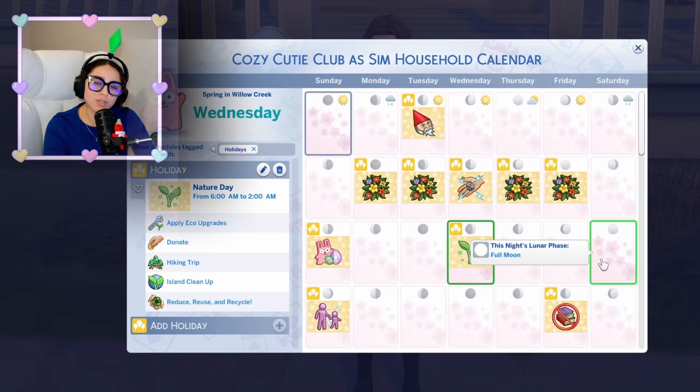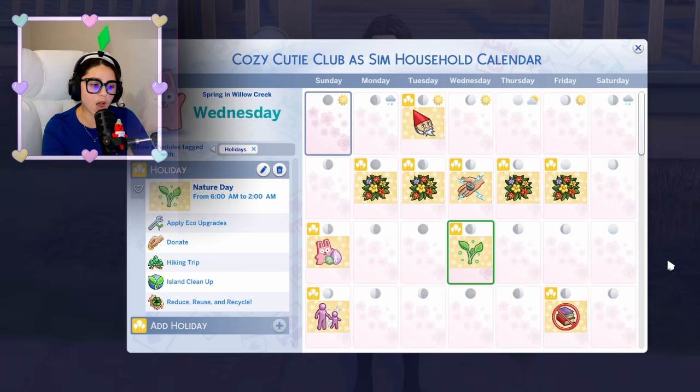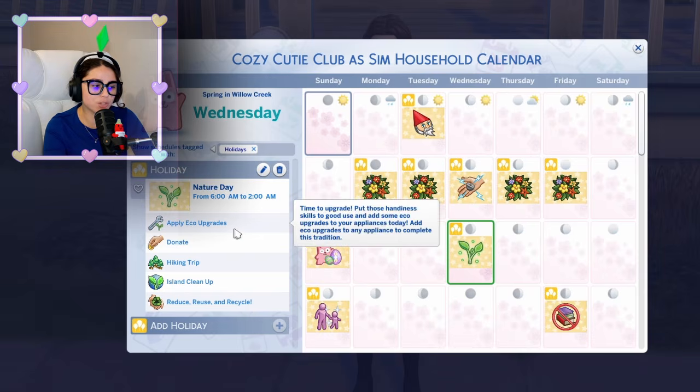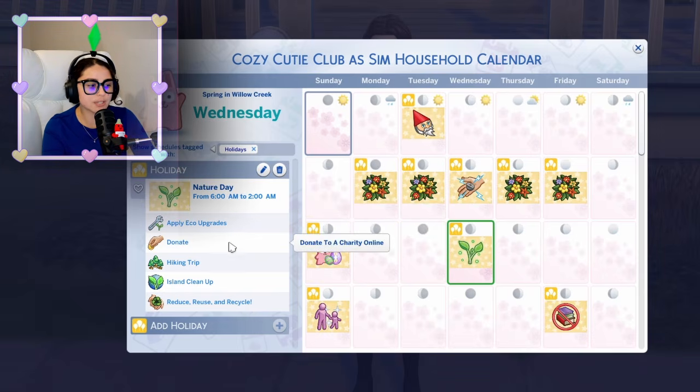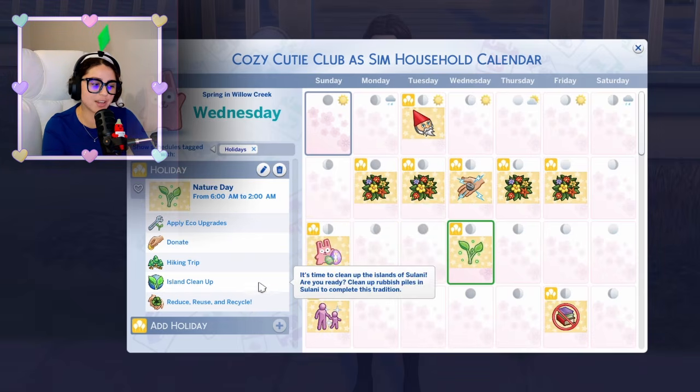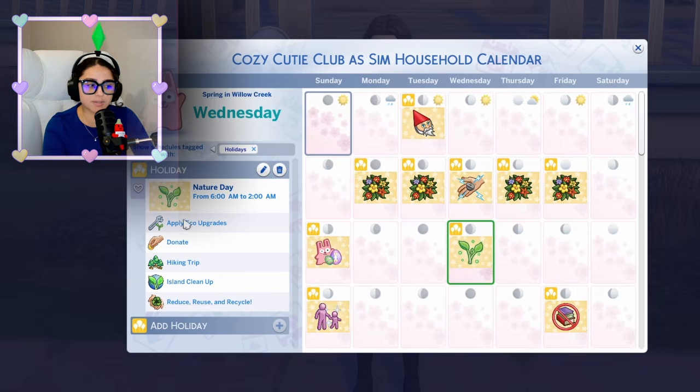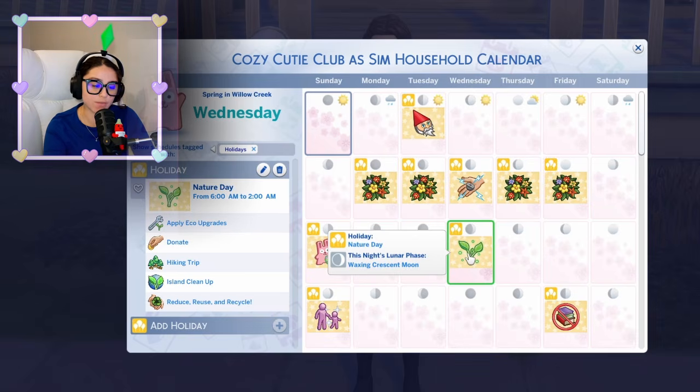And then the following Wednesday, we have Nature Day, which, as you might have guessed, is Earth Day. I thought this was a fun one to include because it's not so family or social focused. It's more focused on the environment and doing stuff around the community. So the traditions are apply eco upgrades, donate, hiking trip, island cleanup, reduce, reuse, and recycle. A lot of these are modded traditions. I think you could still make it work if you don't have a modded tradition. And this one is not a day off from school or work.